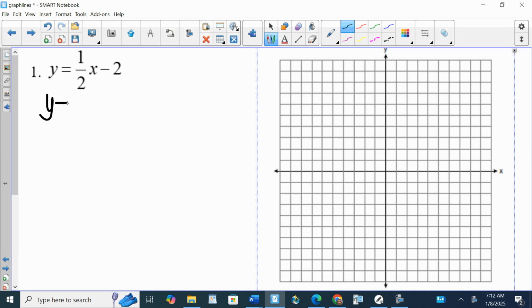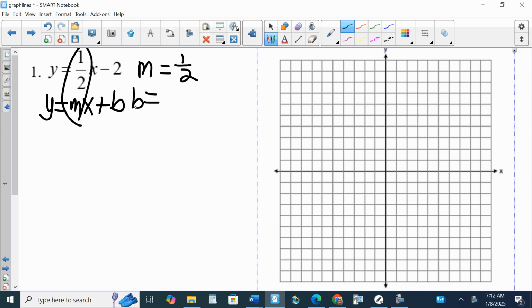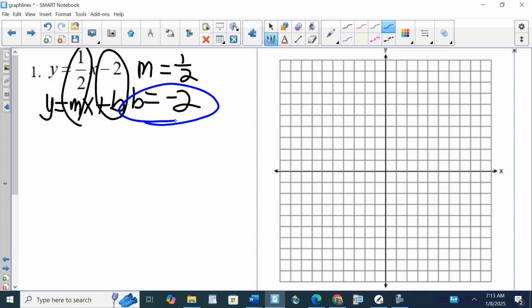So I know the standard form for the equation of a line is y equals mx plus b. The first thing I want to do when I'm graphing a line is identify my m and my b. In this case, my m would be 1/2 and my b would be -2. Now that I have those values, I begin at b. So I take my y-intercept as -2. I go on the y-axis to -2, and I make a point.